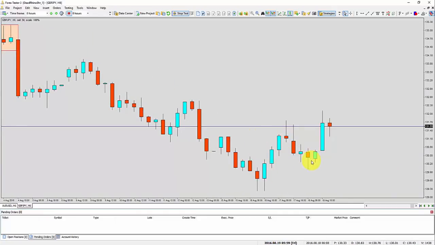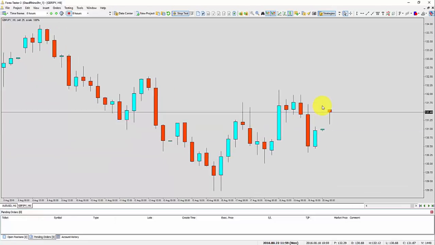Okay, now this is an interesting pattern here because this is usually, not always, but this can mean that the market didn't make a lower low here, and then it made a really strong bullish candle.